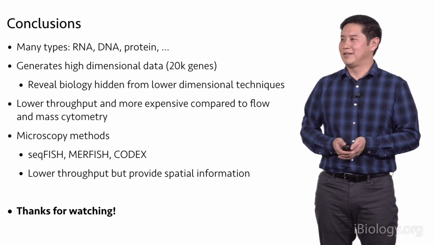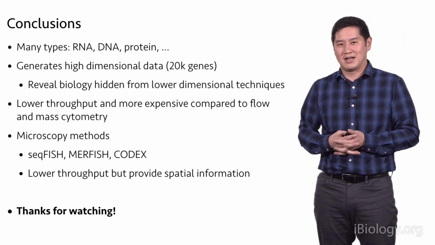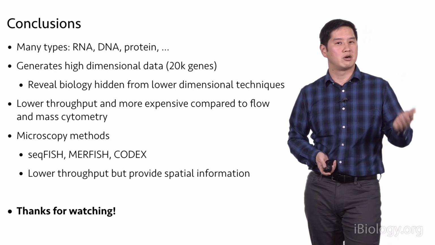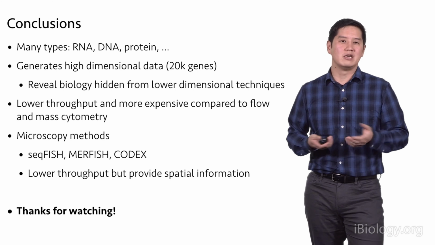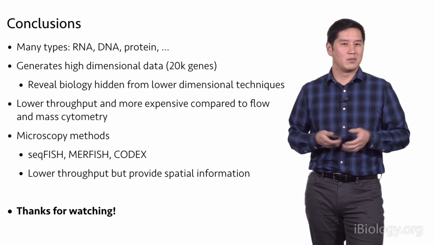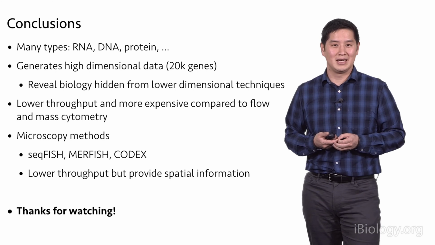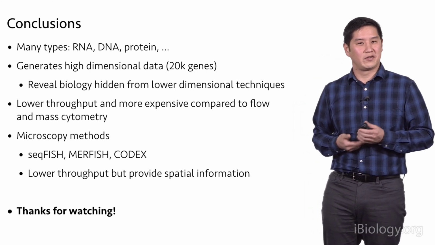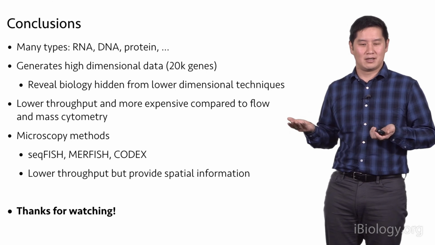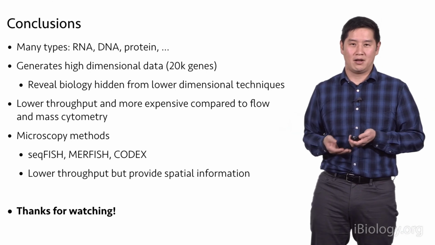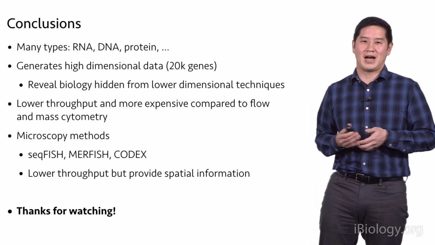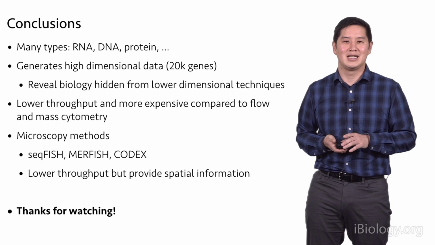So in conclusion, there are actually many different types of single-cell sequencing. I've only focused on RNA today, but there's DNA, there's protein, there's chromatin accessibility, and many, many new methods coming out every few weeks. So it's an exciting field to be in. Single-cell sequencing also generates high-dimensional data, especially if you're looking at RNA, because you're probing the expression level of all 20,000 different genes that can be expressed in cells. And so this can reveal biology that's hidden from lower dimensional techniques.